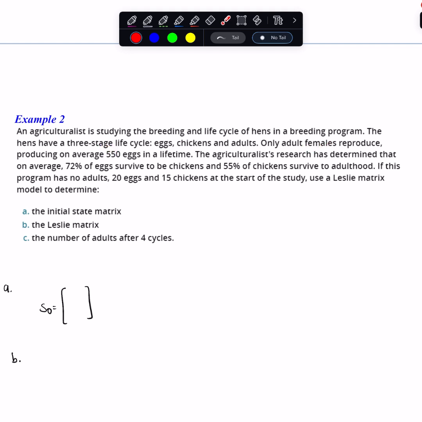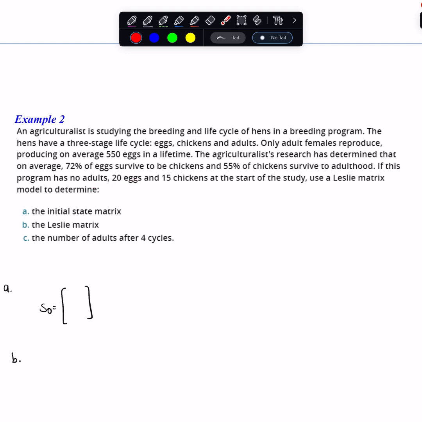Only adult females reproduce. Again, yes, it's only the female. And it says here producing on average 550 eggs in lifetime. The agriculturalist research has determined that on average 0.72% of eggs survive to be chicken and 55% of chickens survive to adulthood. If this program has no adults, 20 eggs and 15 chickens at the start of the study.